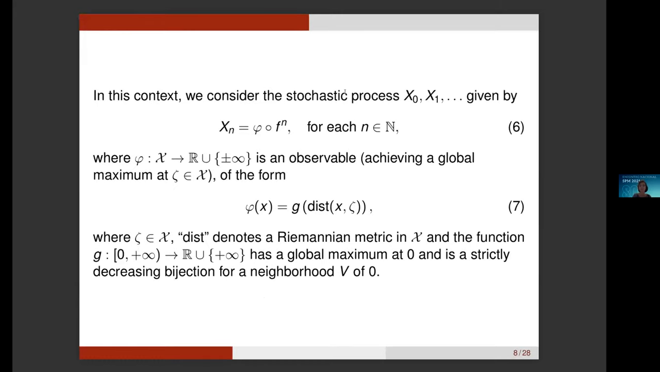So in this context, we consider the stochastic process simply by evaluating a certain observable function along the orbits of the system, okay? So here we are assuming for now that phi is an observable which achieves a global maximum at a certain point of the phase space that we denote by zeta. And I'm assuming also that it is of the form, so phi of x is g of the distance between x and zeta, where g has a global maximum at zero and is a strictly decreasing bijection for a neighborhood of zero.